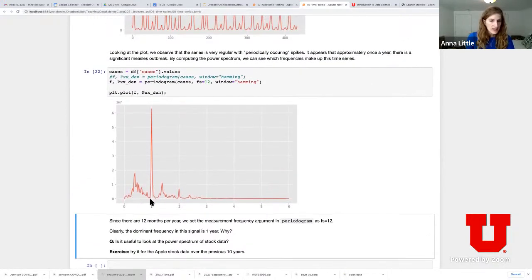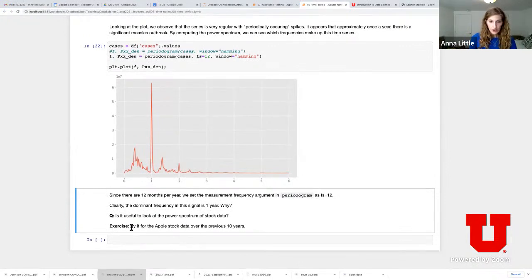Okay, so we still have 10 minutes because that didn't take as long as I thought. So I see two options for the last 10 minutes. I can go over the confidence intervals with you that we skipped, since we actually have time for that, or we can do breakout groups, and as an exercise you can try looking at the Apple stock and making a periodogram for the previous 10 years and looking at what type of frequency information you see in the Apple stock.